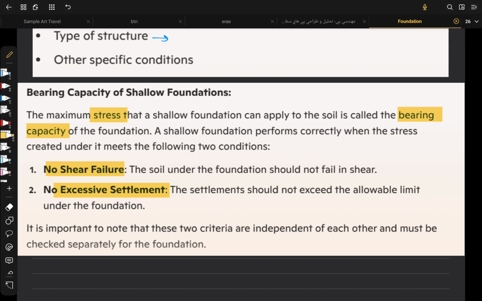Independent. The shear failure means the soil under the foundation should not fail in shear. If you don't know shear, this is something that comes from your past course in civil engineering.